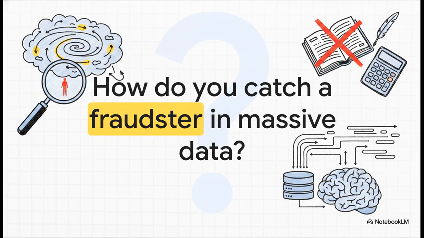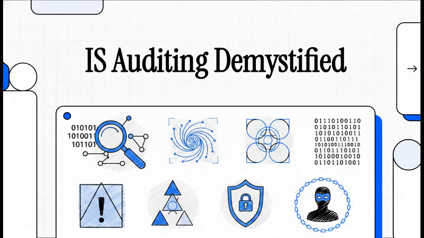If a malicious actor decides to skim, say, just a few pennies off a million transactions, human eyes are absolutely never going to spot it. So how do we find the needle in an unimaginably large digital haystack? Well, welcome to This Explainer. We're going to dive deep into information systems auditing.